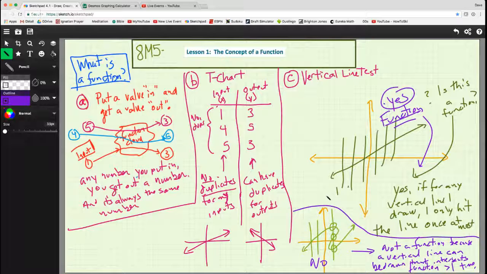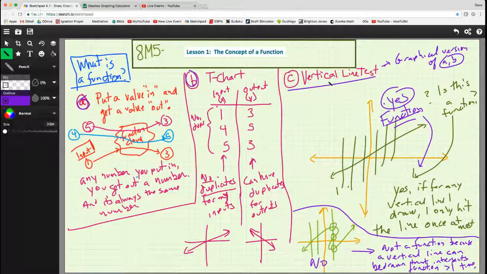This line here is not a function. Okay, so the vertical line test is just, if this doesn't make sense to you, you can ignore it. It's kind of the graph. Remember how we always said you can do things algebraically with a t-chart and also graphically. This is just the graphical version of A and B, right? We have our A and our B. Our graphical version is the vertical line test.